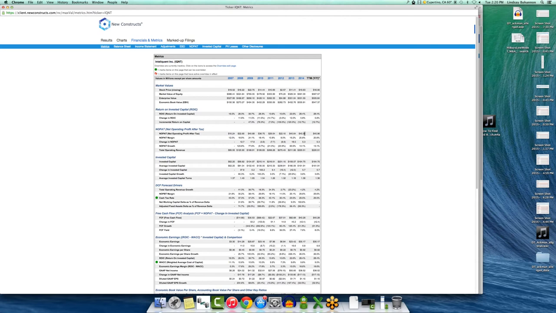But this just gives us an opportunity to look at the historical trends in our metrics. So NOPAT, economic earnings, free cash flow, things like that. We can see that NOPAT here was $46 million in 2014, and that was up over 2013 and over 2012, and it's much higher than it used to be. So 2007, 2008, this is actually the highest NOPAT that IntelliQuint has ever earned. That's good news in our eyes.